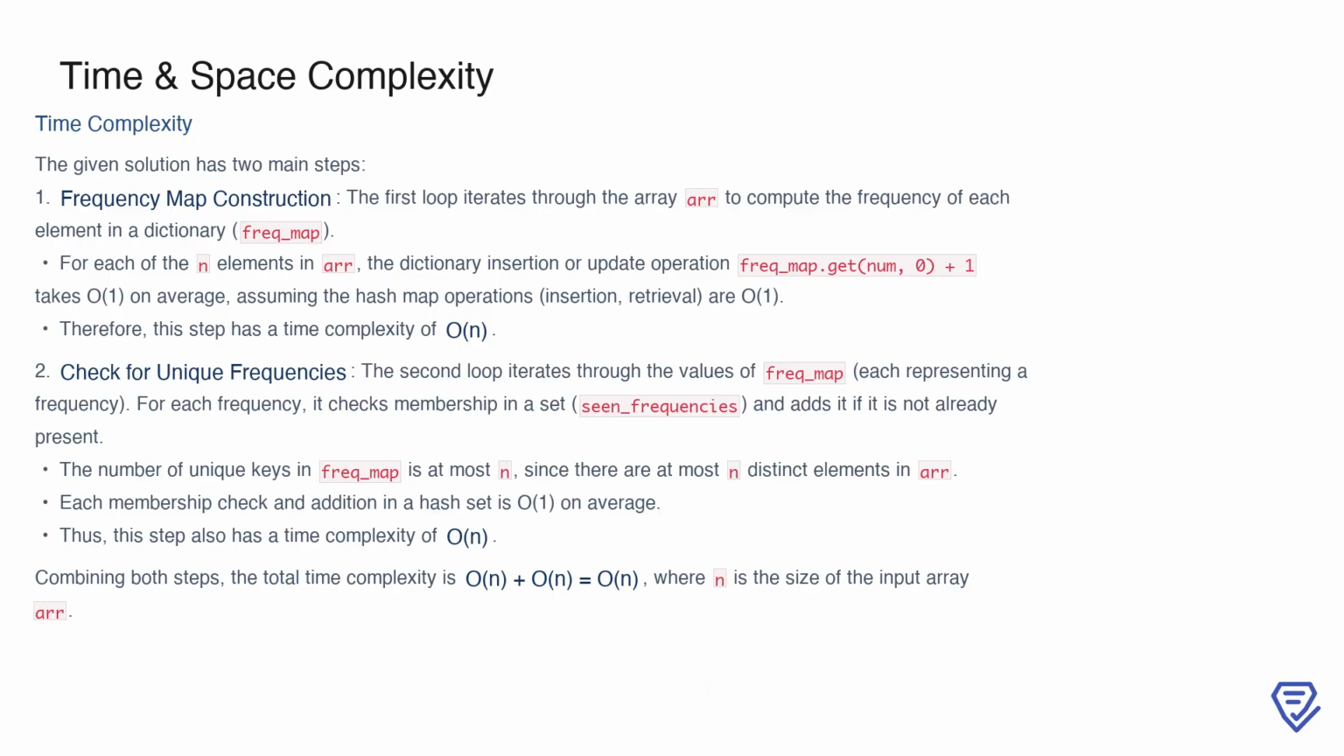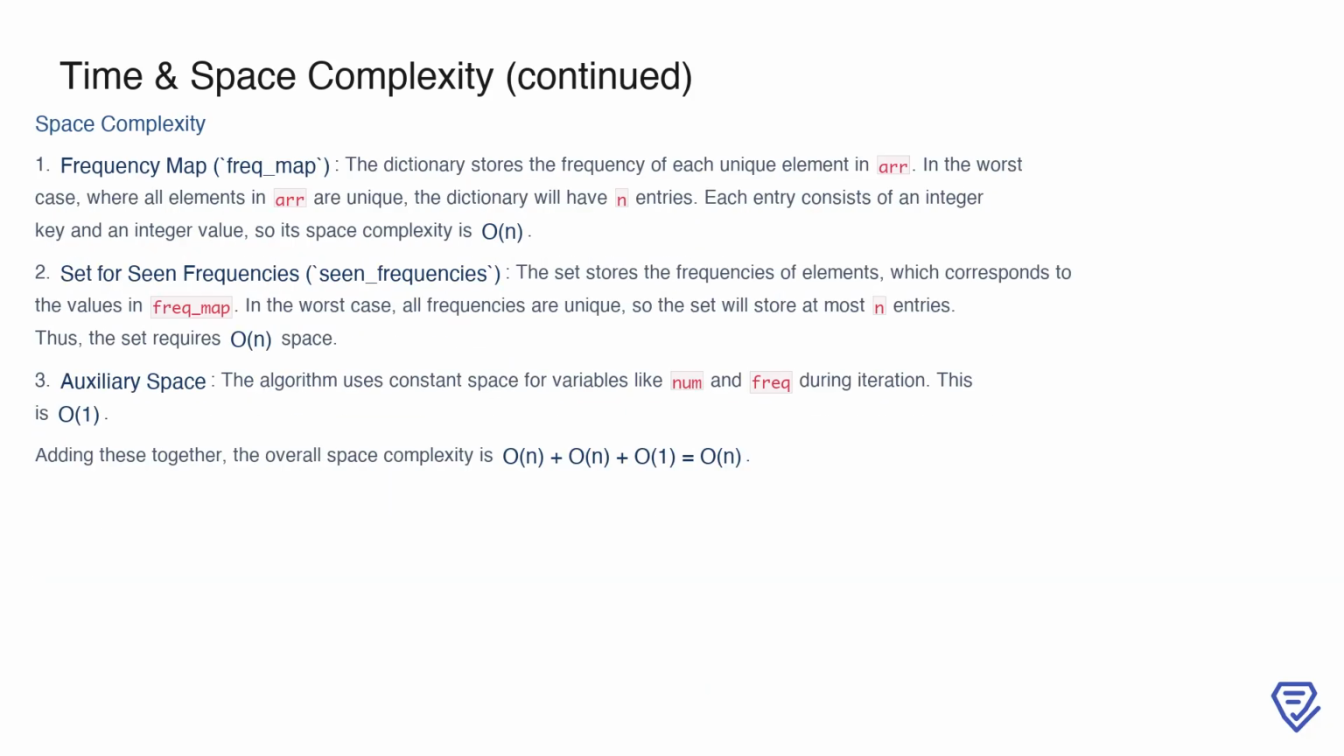Next, we check for unique frequencies by iterating through the values in the frequency map. For each frequency, we perform a membership check in a set and potentially add it to the set. These set operations are also O(1) on average, and since there are at most n unique frequencies, this step is also O(n). When we combine both steps, the total time complexity of the solution is O(n) plus O(n), which simplifies to O(n). Now let's evaluate the space complexity.